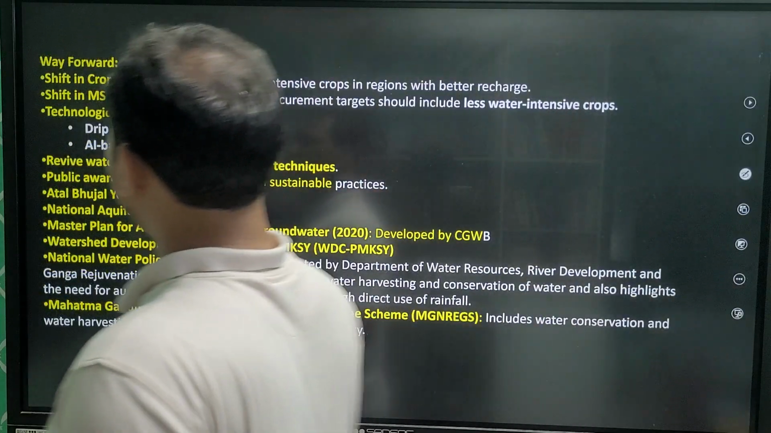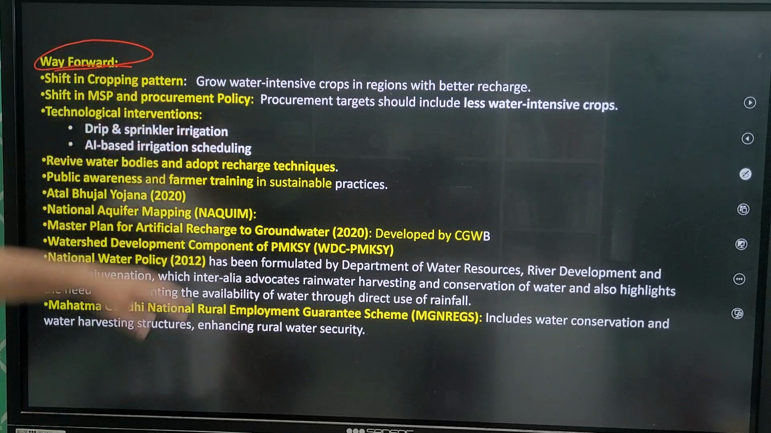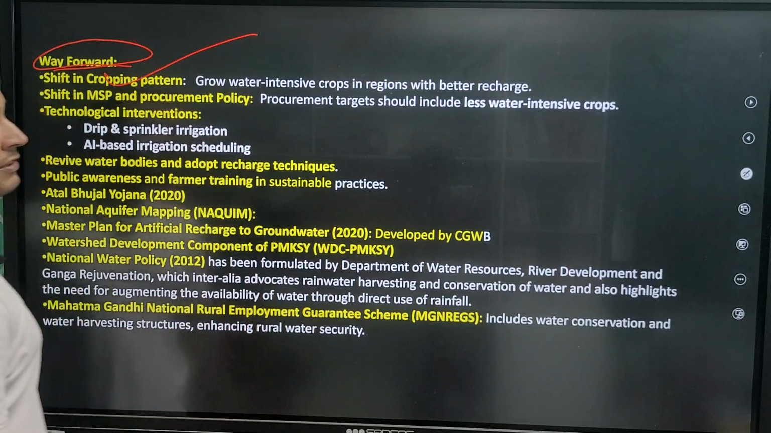In the conclusion, which is the way forward, okay, way forward, what will we write? We give some suggestions. Shift in cropping pattern.